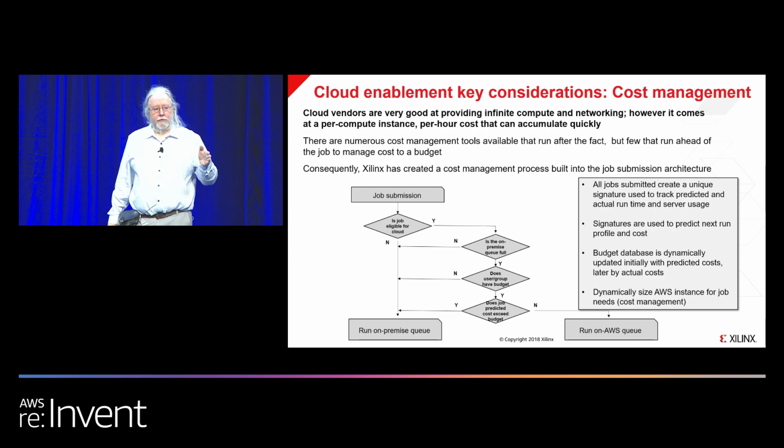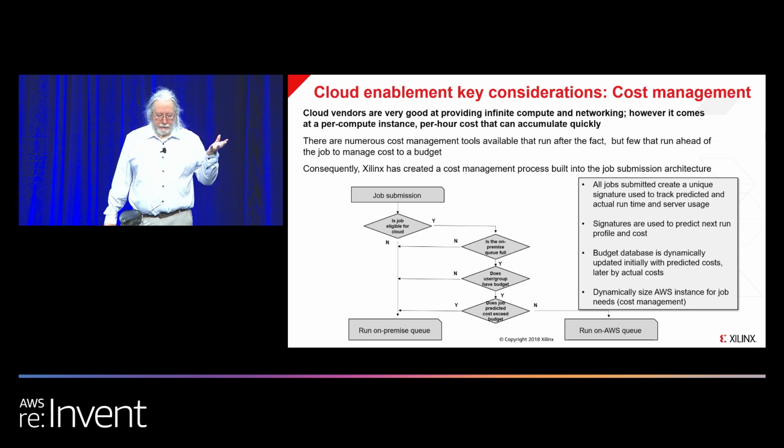If the internal queue is full or close to capacity, or there's some other limitation that means we don't want to run on-prem, then we ask if that user or group has budget to run on the cloud. If they've already exceeded their budget, they don't get the option. It just goes on-prem and sits in the queue, they pend, they go talk to their VP, he talks to finance, gets more money, and puts in the budget.